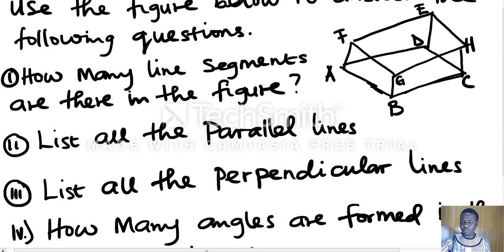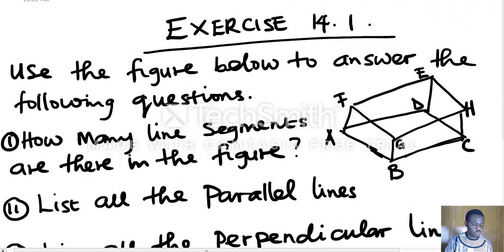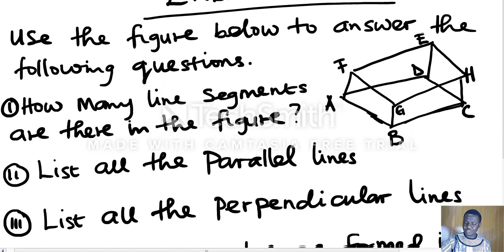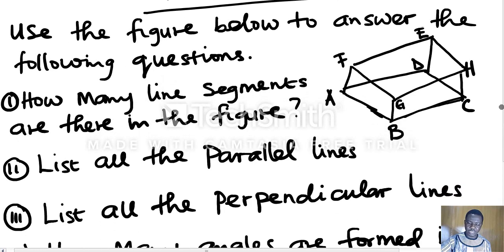So let's take some exercises on what we have studied so far. Exercise 14.1 in your New General Mathematics says you should use the figure below to answer the following questions. This is the figure, don't mind my drawings. Let's assume this is a cuboid, and we are being asked: how many line segments are there in the figure? Remember our definition of a line segment. We say a line segment is the distance between 2 points.